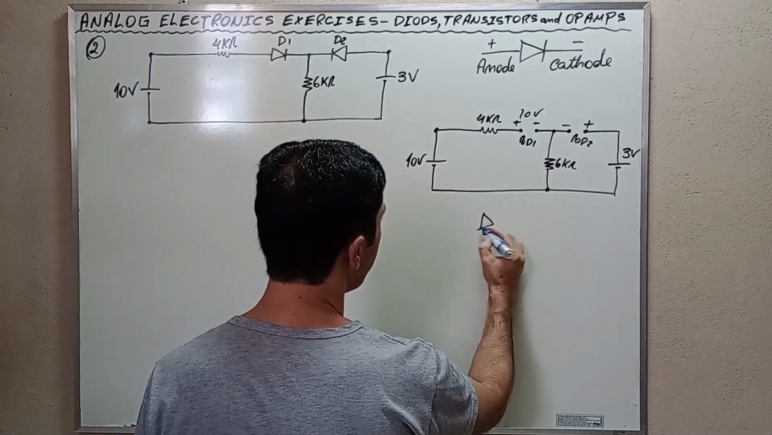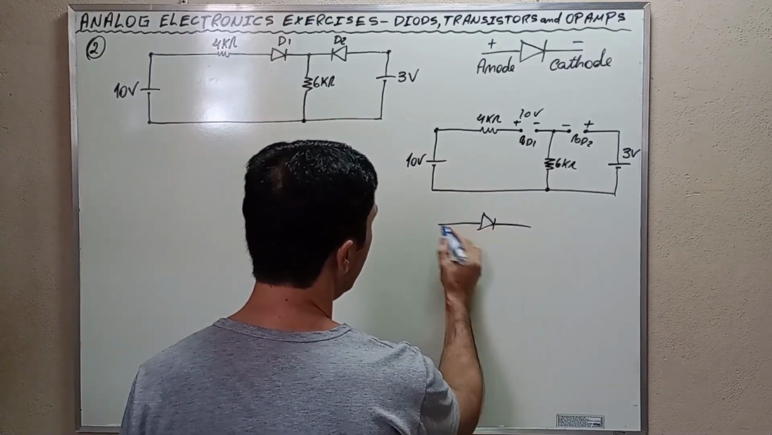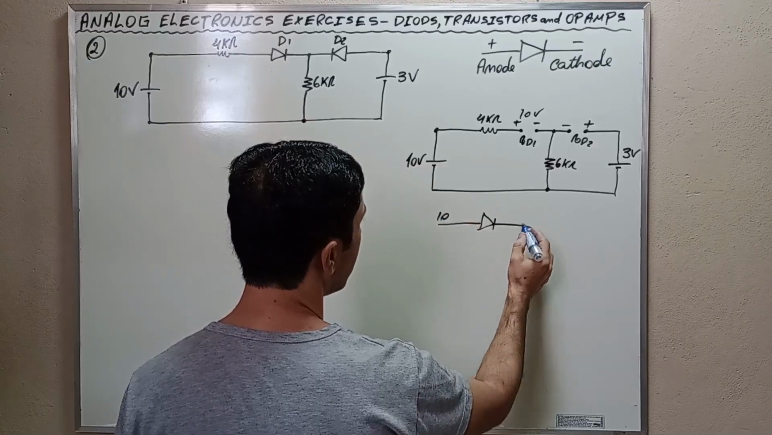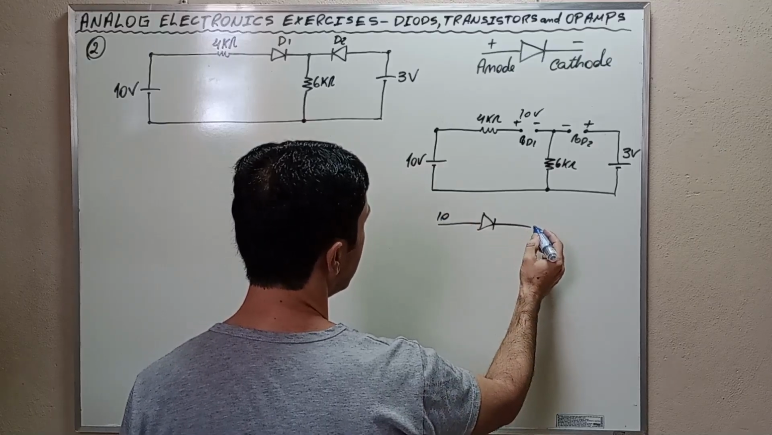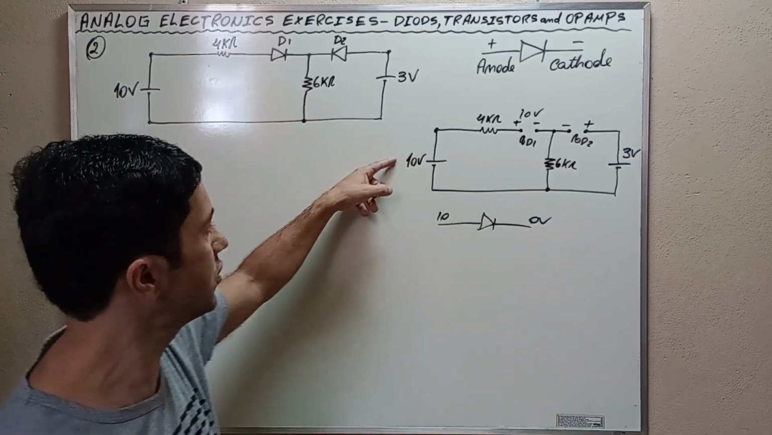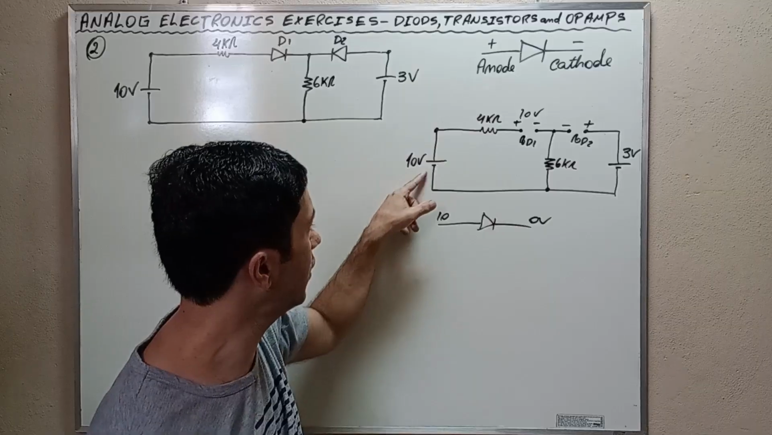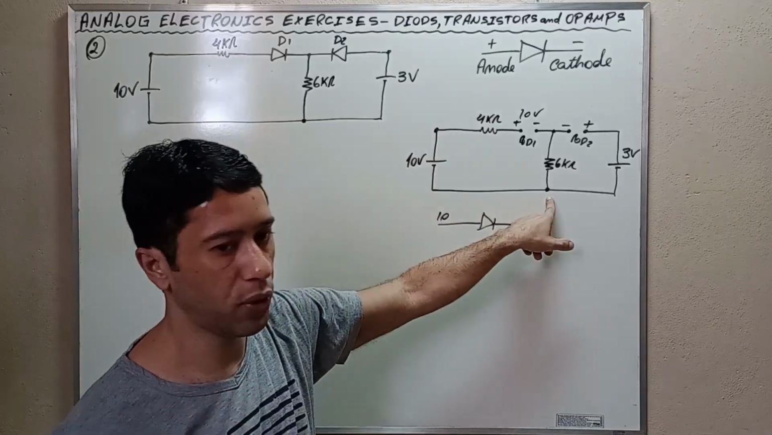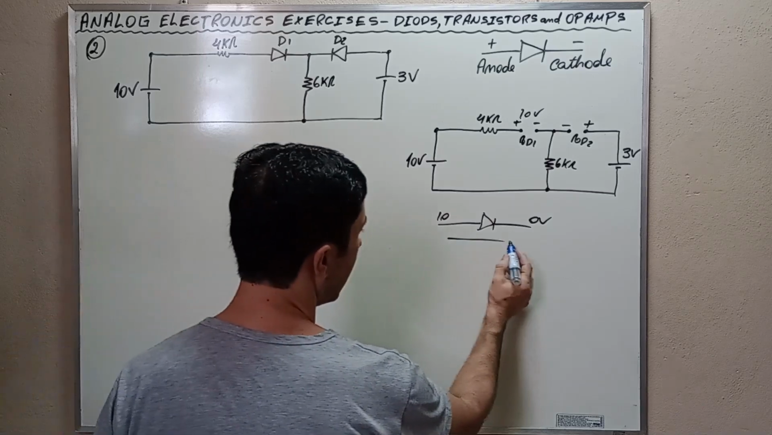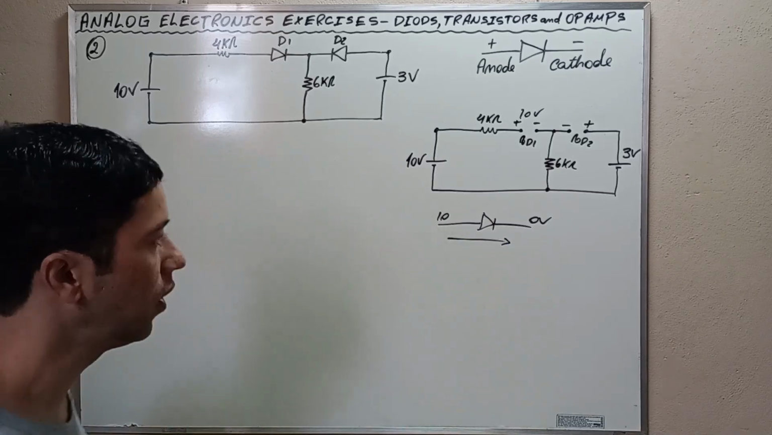D1 is this. Here is 10 and here is 0. Let's suppose this point here is the ground. And it has to be conducting. There has to be a current here.